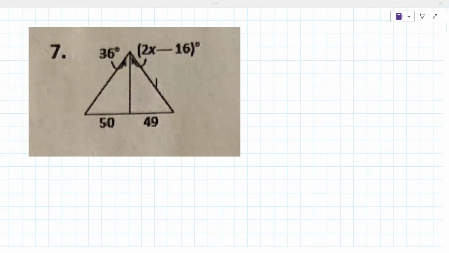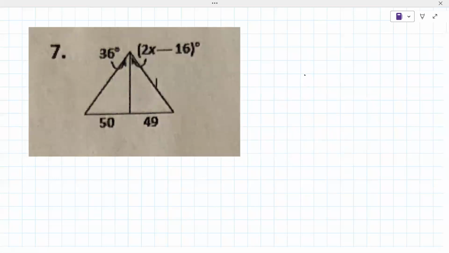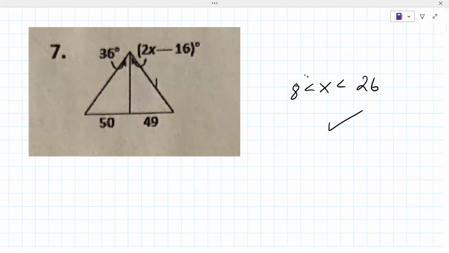How are you doing on this one? Pretty good. I have X, hold on. 26 is greater than X, and X is greater than 8. Yeah, you got it. Good job on that.